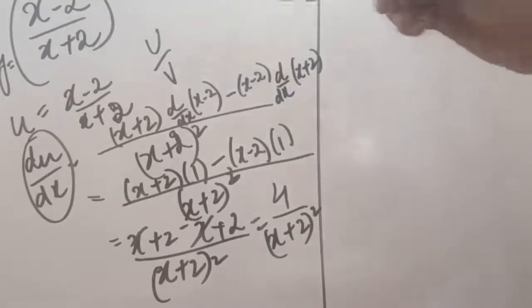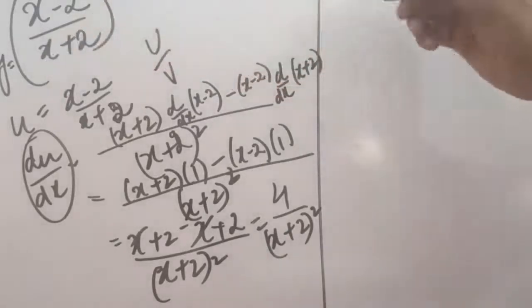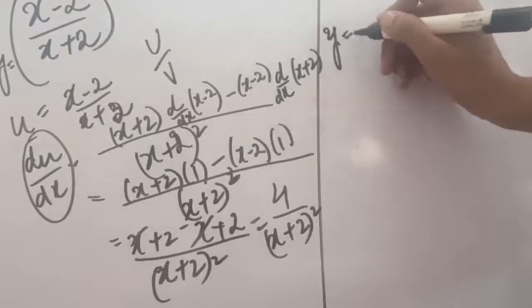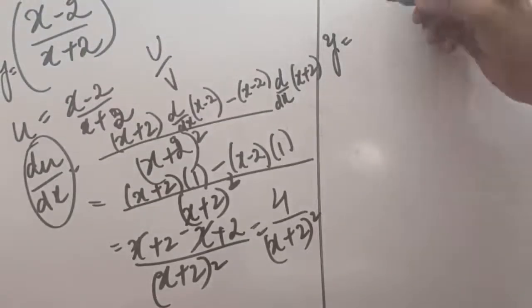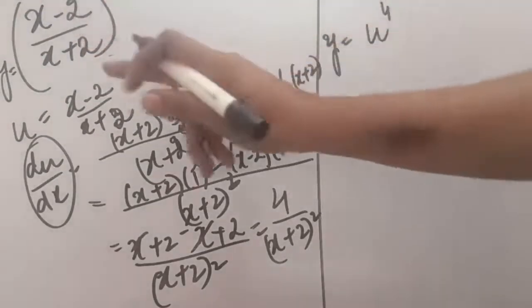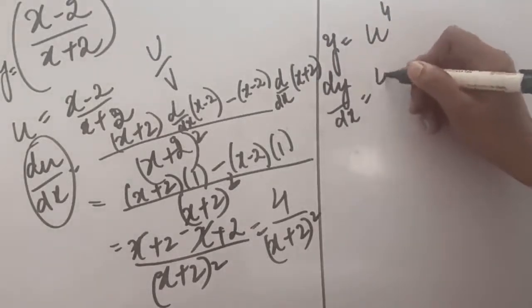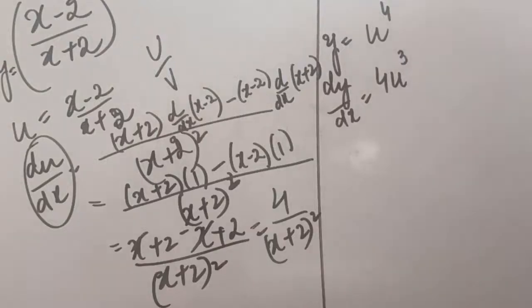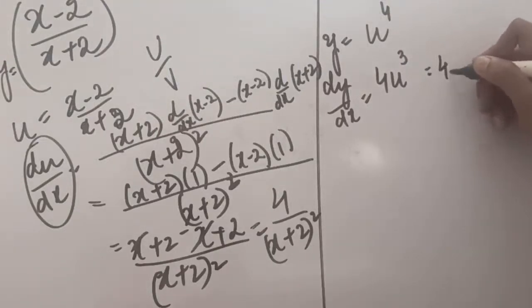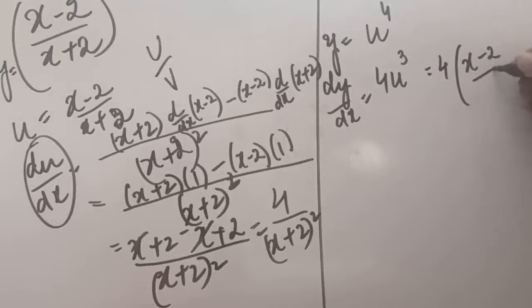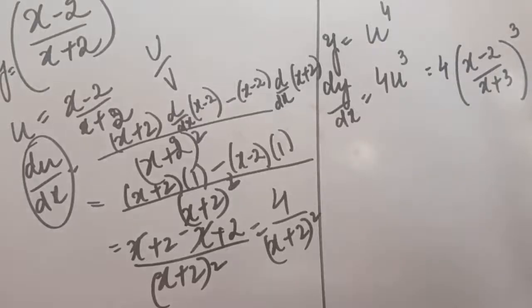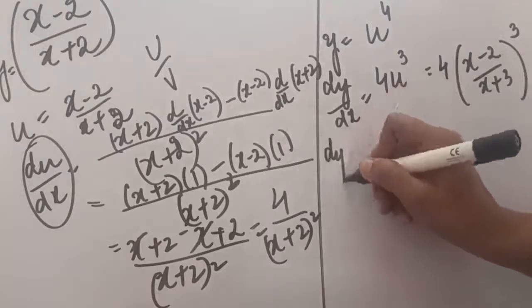Coming to the second part of the question, so if this is our y, here we can say that our y was equal to u's power 4. This entire was u, so u's power 4. So derivative if we take, it is 4u power 3. So if we put the value, u was x minus 2 divided by x plus 2, it will be u's cube, right? So now moving ahead with the chain rule. Now finally we will just calculate our answer with the help of chain rule.